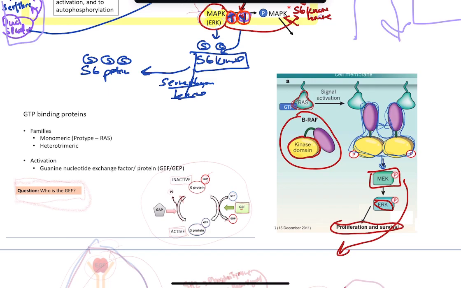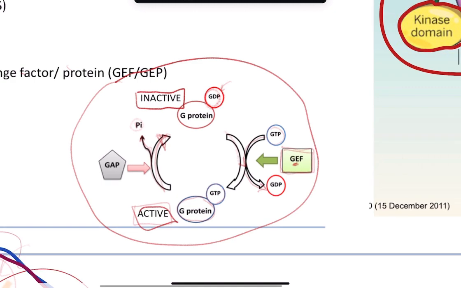So think of this kind of as a light switch. Let's look at this diagram here. Think of it as a light. Here's the inactive, here's the active. Right? So if we want to turn it on, make it active, we bring in a GTP. We kick off the GDP. Same thing as the GPCRs, right? So we have a GTP now attached to the G protein. And we'll talk about what that G protein is.